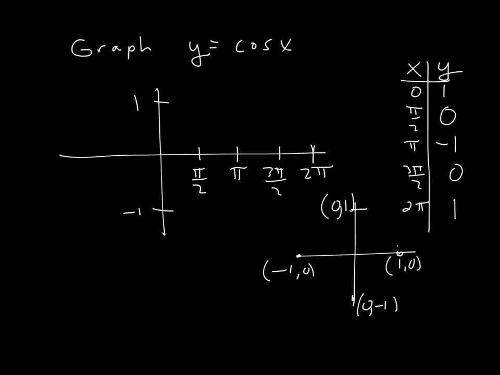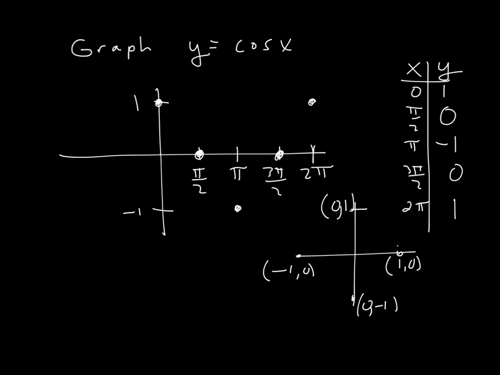And we just plot 0, 1. Pi over 2, 0. Pi, negative 1. 3 pi over 2, 0. 2 pi, 1. Once again, I'm just pulling these values. For example, here's pi, negative 1. So at pi, when I went over to pi on the x, it went down negative 1. Everything's in radians.